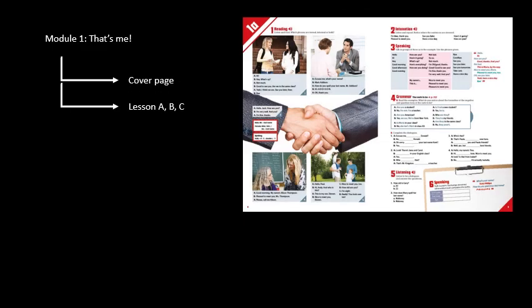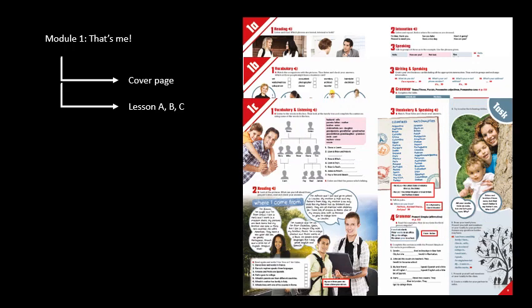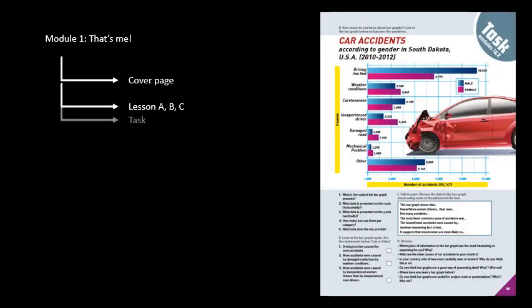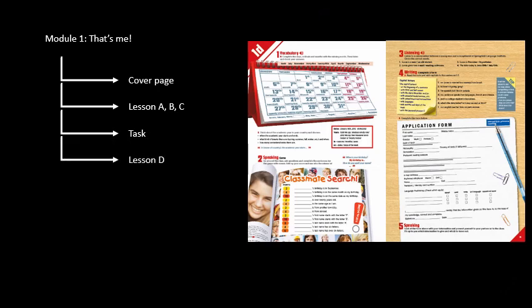This is followed by lessons A, B and C, where the new grammar and structures are presented. The task focuses on key 21st century competencies such as critical thinking, problem solving, collaboration, organisation and research skills. Lesson D is about skills development, and here you can also find the main writing task of the module.